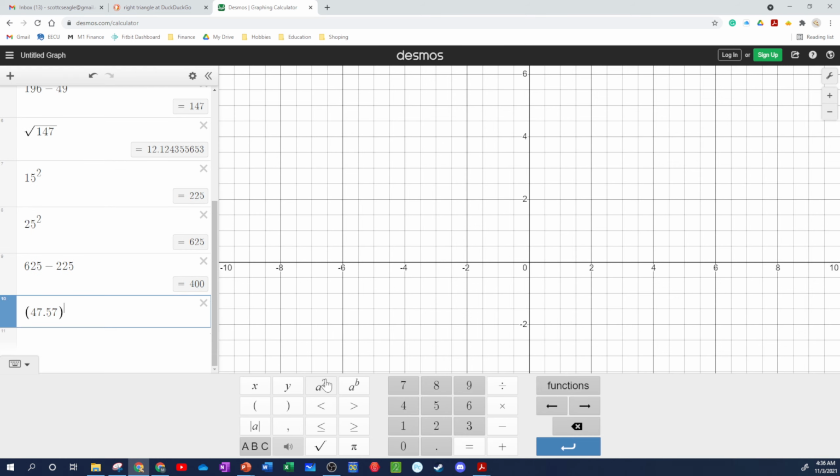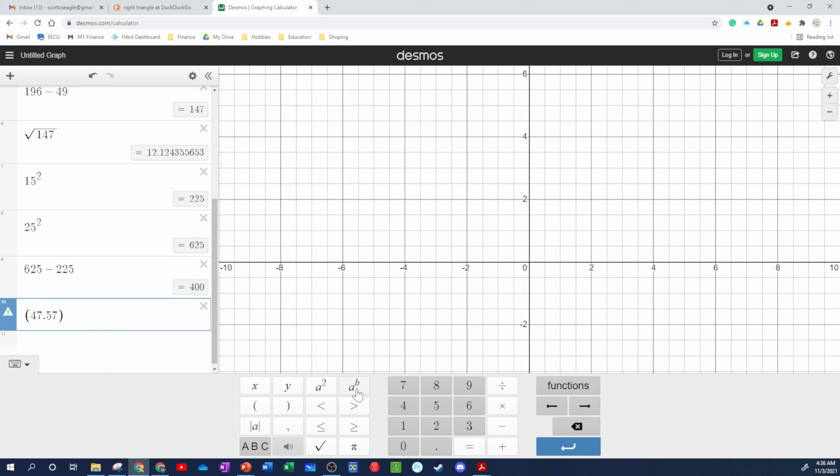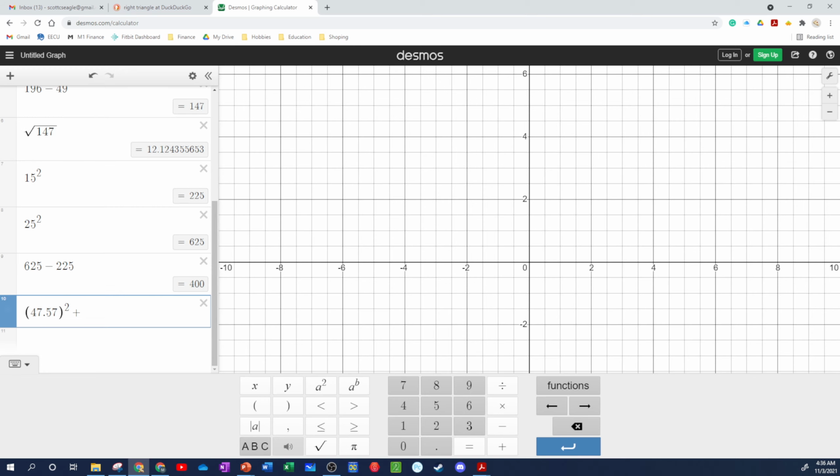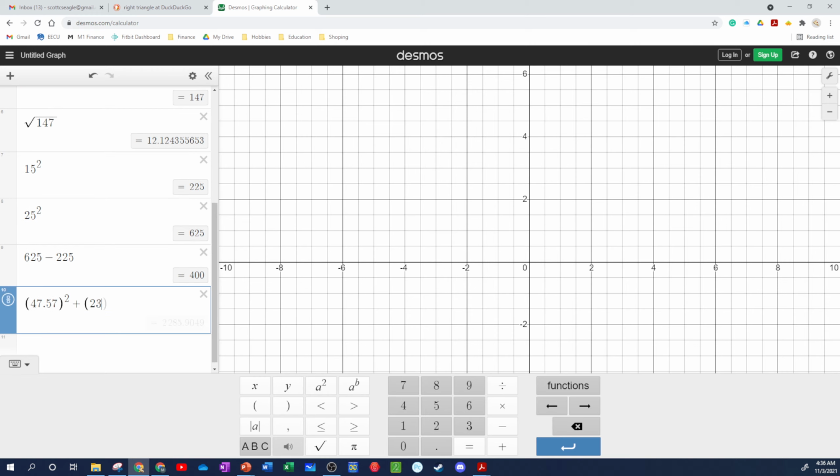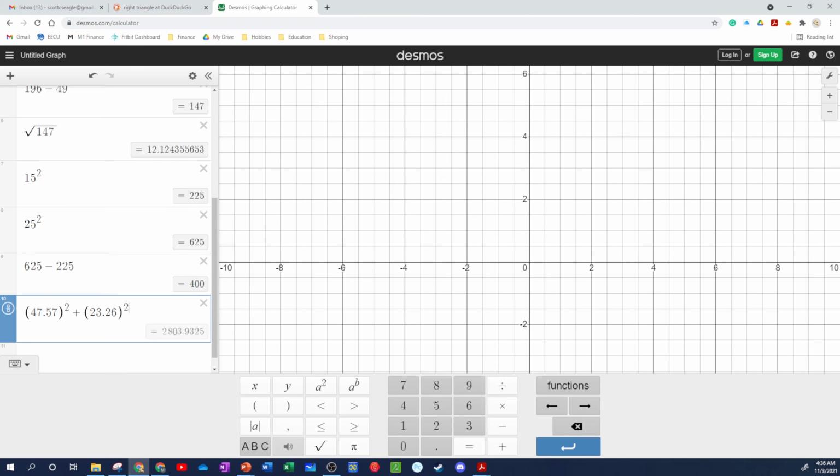I'll show you. You can do this, and it'll just write the 2, or you can write a to the b, and you can fill in the letter. So if you need to change the exponent, that's how you would do it. All right, then I'm going to hit right arrow and hit plus. I'm going to do parentheses, 23.26, close parentheses, squared.